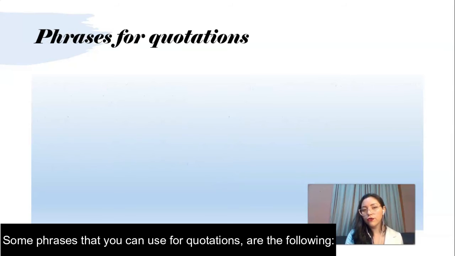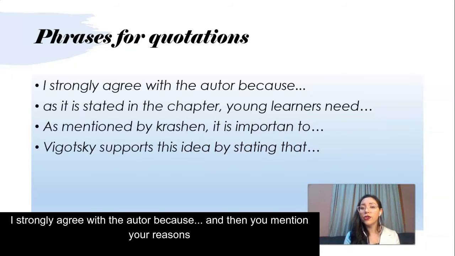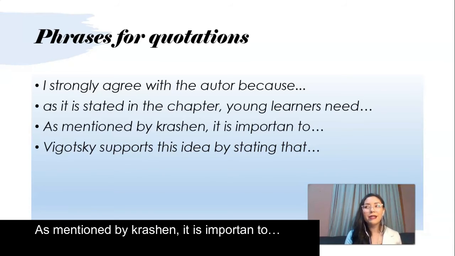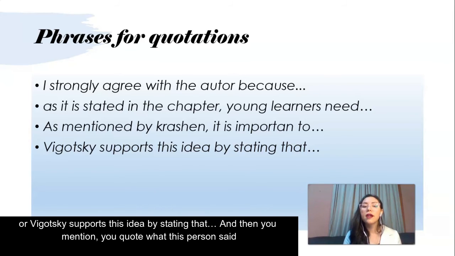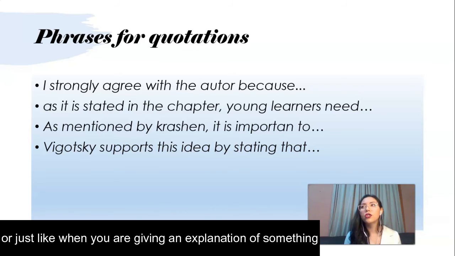Some phrases that you can use for quotations are the following. I strongly agree with the author because, and then you mention your reasons. As it is stated in the chapter, your young learners need to, and then you mention something. As mentioned by Krashen, it is important to, or Vygotsky supports this idea by stating that, and then you quote what this person said about the assignment that you had, about the question that you had to answer, or just like when you're giving an explanation of something.